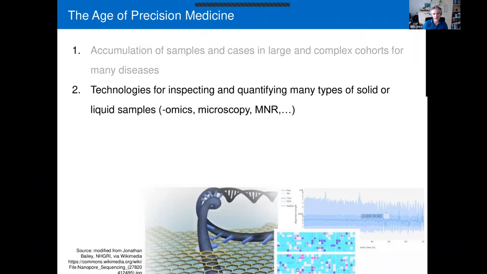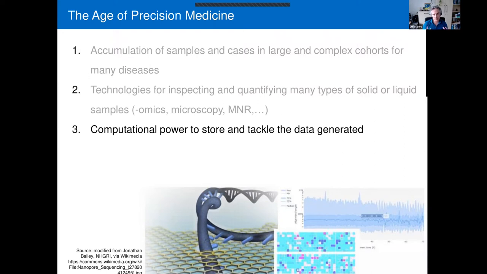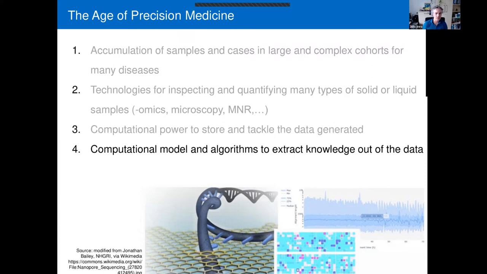Also, we now have a large array of different technologies that can be used to profile solid tumor samples or liquid biopsies. So we are talking about, for example, omics technologies, but also very advanced microscopic technologies and other types of imaging technologies. Also, we now have powerful enough computers that are able to store these large amounts of data and are able to analyze the data. And in the last decade, we have also developed many types of computational models and computational algorithms that are able to mine this data and extract important information.